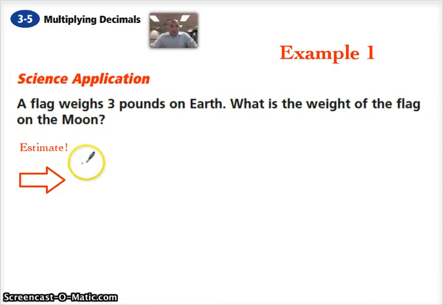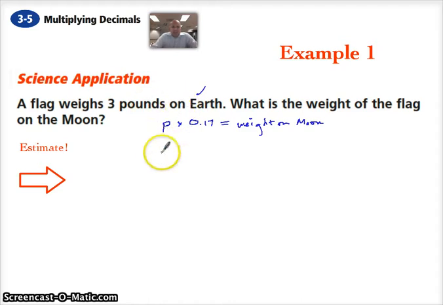Here's where we're going to have to do some writing. Here's the same problem. A flag weighs 3 pounds on Earth. What's the weight of the flag on the moon? So the story problem indicated that we just go ahead and take pounds, multiply it by 17/100ths, and we'll get weight on the moon. Of course, the P means pounds on Earth. So if something weighs 3 pounds on the Earth, what's the weight of the flag on the moon?